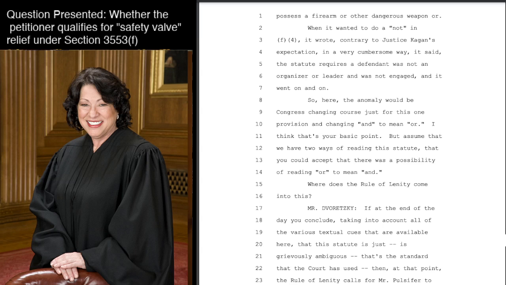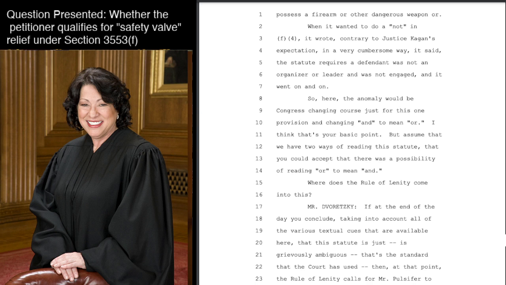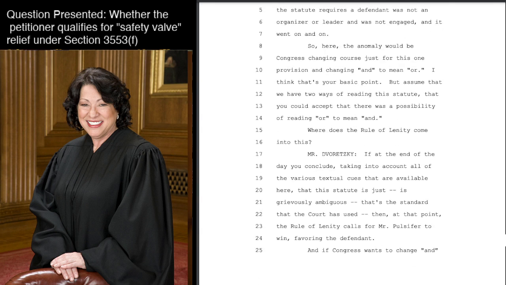But assume that we have two ways of reading this statute, that you could accept that there was a possibility of reading "or" to mean "and." Where does the rule of lenity come into this? If at the end of the day you conclude, taking into account all of the various textual cues that are available here, that this statute is grievously ambiguous, that's the standard that the court has used, then at that point the rule of lenity calls for Mr. Pulsifer to win, favoring the defendant.